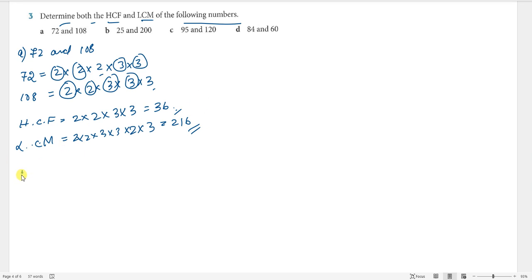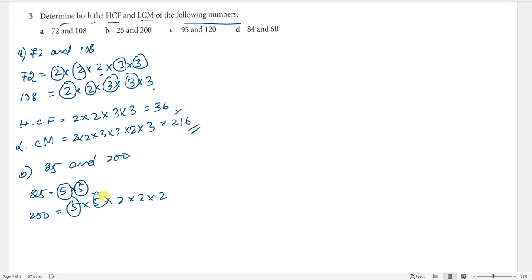Very easy. Question B, we have 25 and 200. So 25 is equal to 5 times 5. For 200, we can get 5 times 5 times 2 times 2 times 2. So we circle the common factors. So HCF is equal to 5 times 5, which is 25. For LCM, you can do one more thing. It will save your typing, but don't write it here. Instead of writing 5 times 5 again, you just write 25 times 2 times 2 times 2.